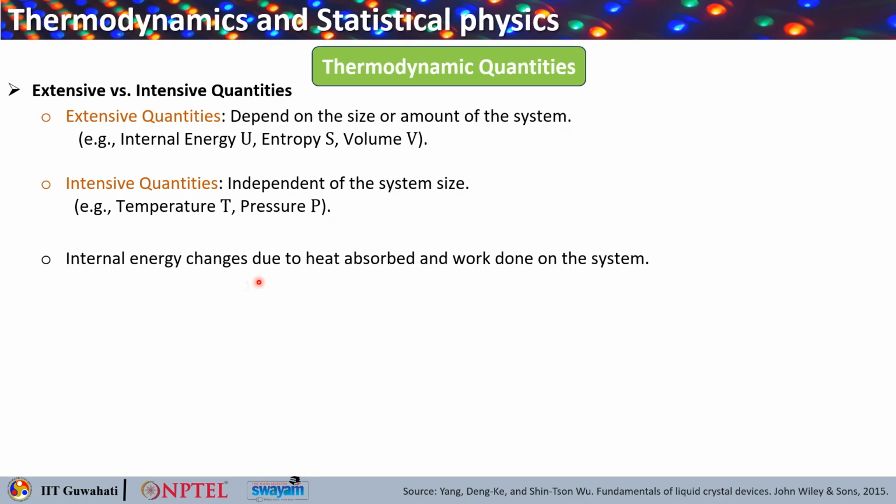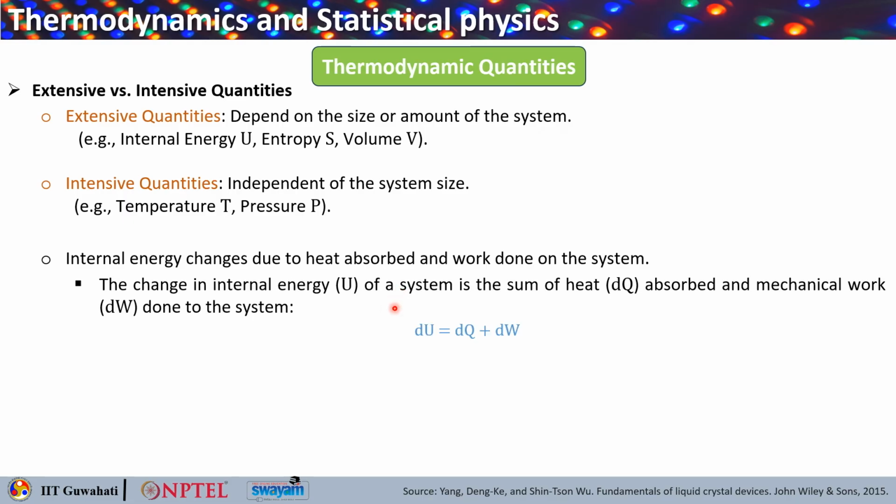So, the internal energy of the system changes due to heat absorbed and work done on a particular system. So, the change in the internal energy capital U of the system is basically the sum of the heat absorbed, that is basically dQ, and the mechanical work done to the system, that is dW. So, you can write this equation dU equals dQ plus dW.